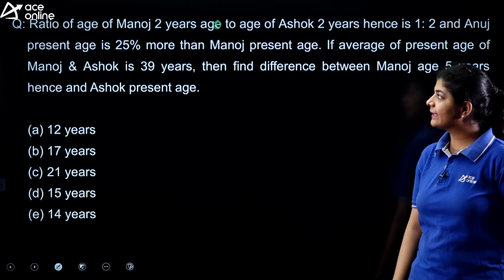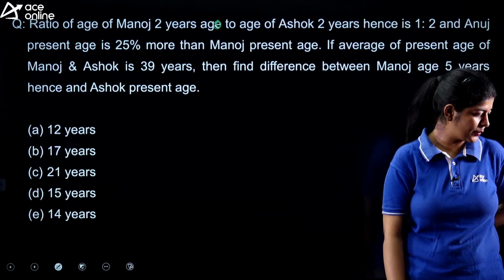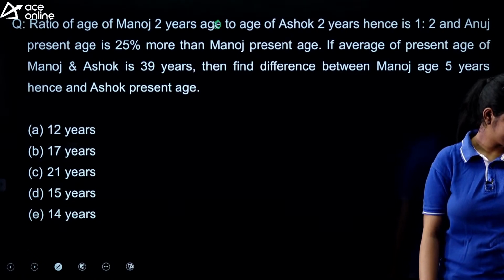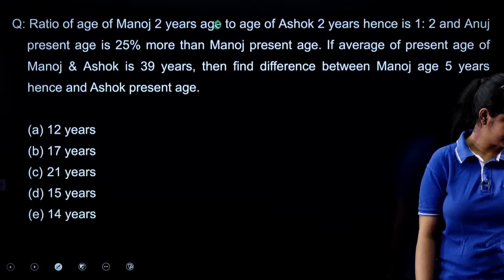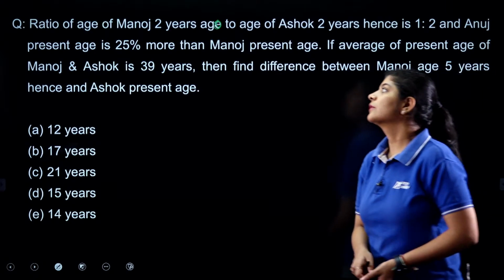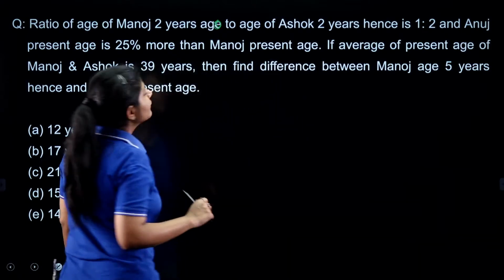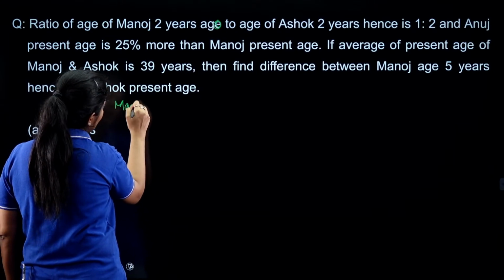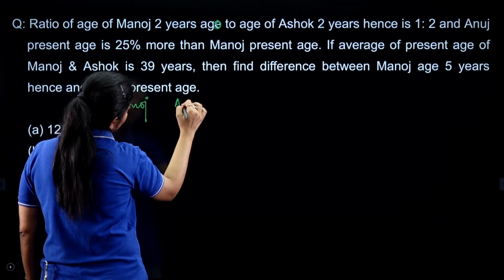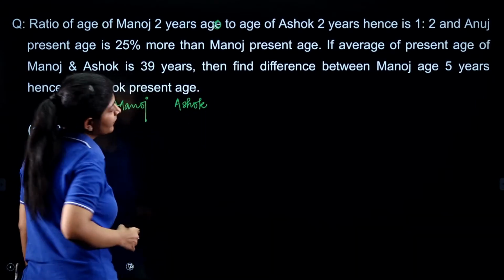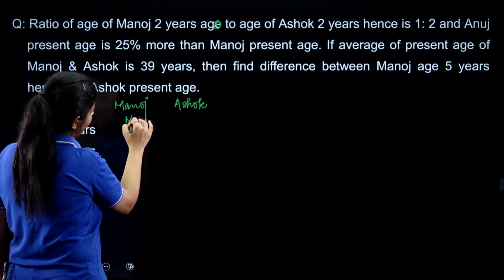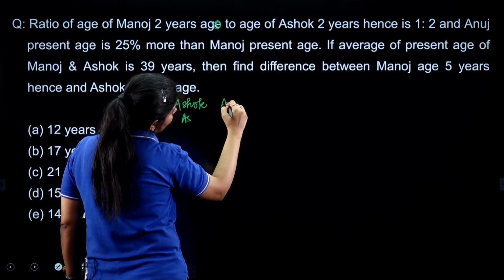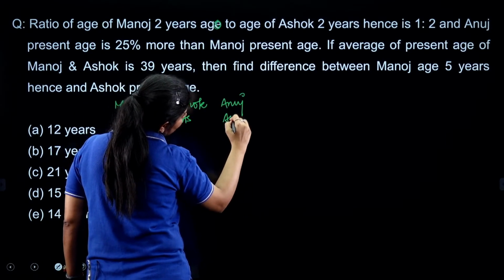So how are we going to write this, or how are we going to get the values of this one? Look, the question is saying that we initially have two persons, Manoj and Ashok. For Manoj I am going to use M, and for Ashok I am using SH. Why am I using AS? Because here we also have Anuj, and for this one we are using AN.